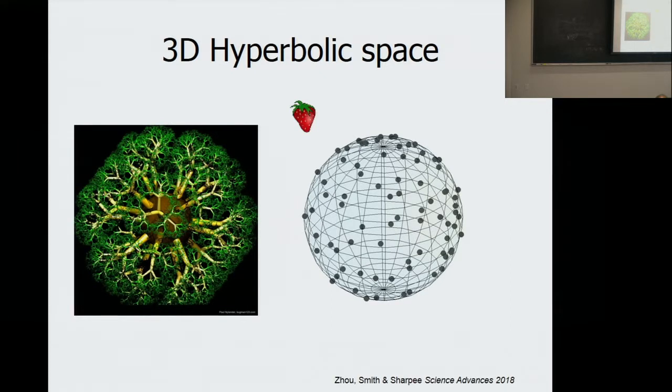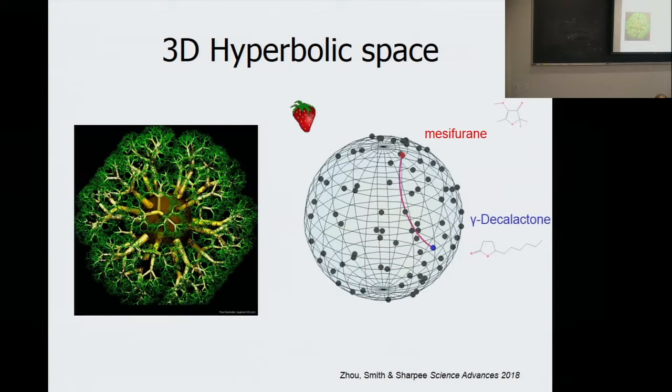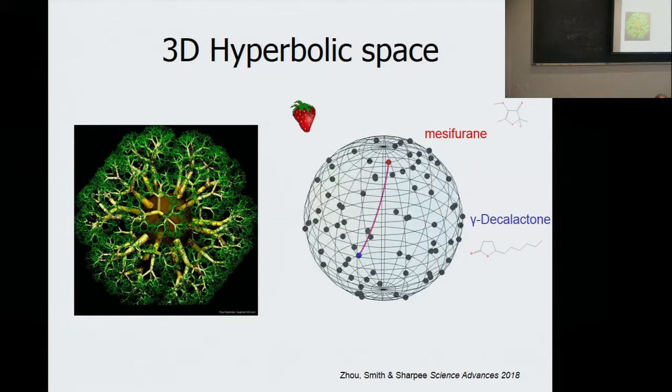If you look at the data from strawberry, this is how the data would fall. All the points were on the surface of this ball. They didn't have to be, but this is a visualization of the points. Each point here is a different molecule. Again, I'm illustrating that this would be the shortest distance between two points, in kind of a rotating representation.